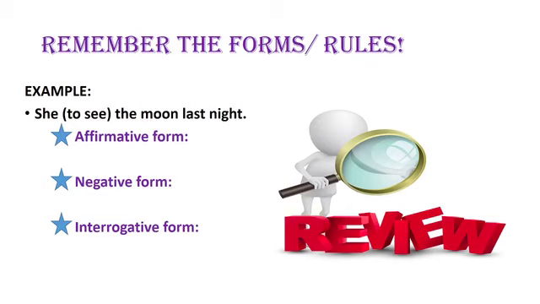Look, to see is an irregular verb, so we are not going to add ed at the end. For the affirmative form, we're going to use the simple past that we have in the charts. Go back to the charts if you want. So to see, its simple past is saw. So she saw the moon last night. Remember, you don't add ed or d or anything.